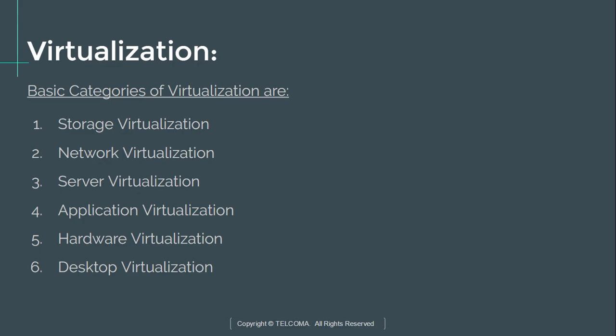The next is hardware virtualization, and it refers to the creation of a virtual version of computers and operating systems. So here we are creating virtual hardware from a single hardware. Then there is desktop virtualization, also known as client virtualization. It is a virtualization technology used to separate a computer desktop environment from the physical computer. So these are the categories of virtualization.